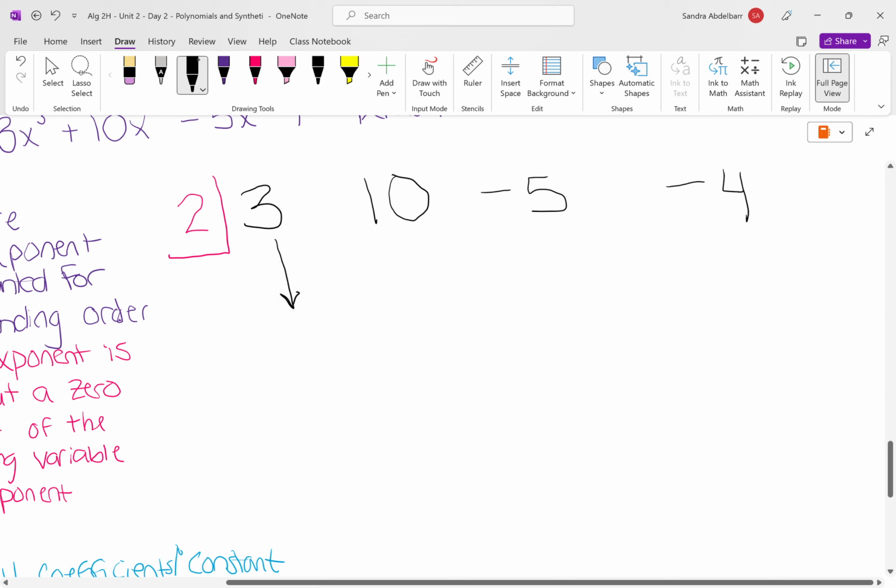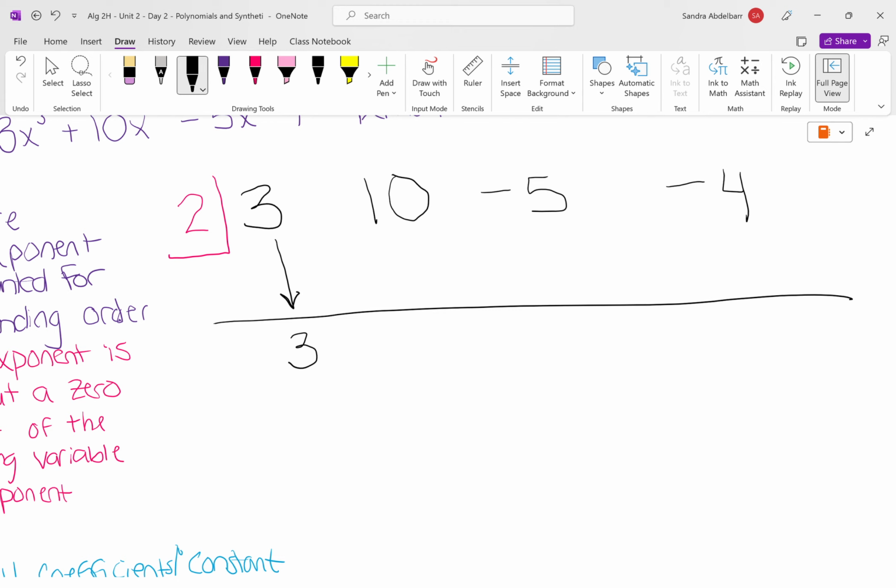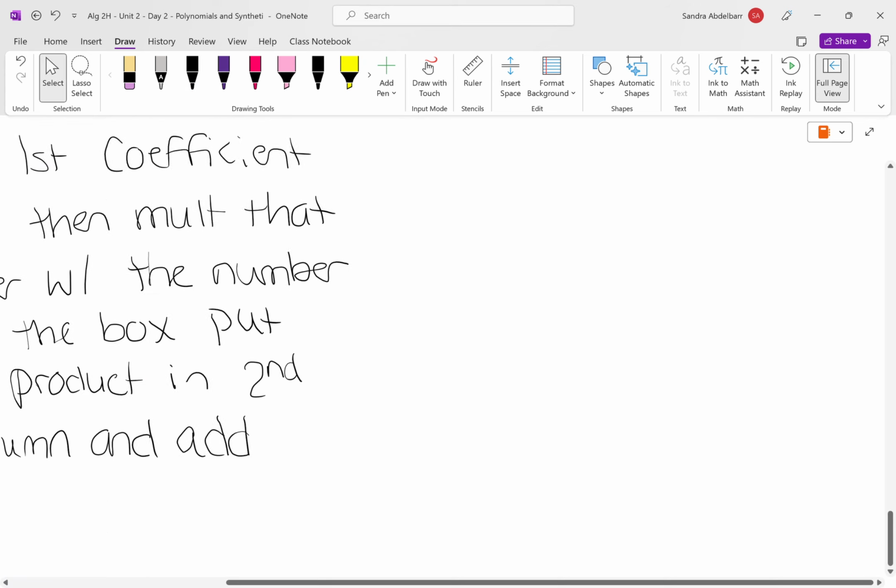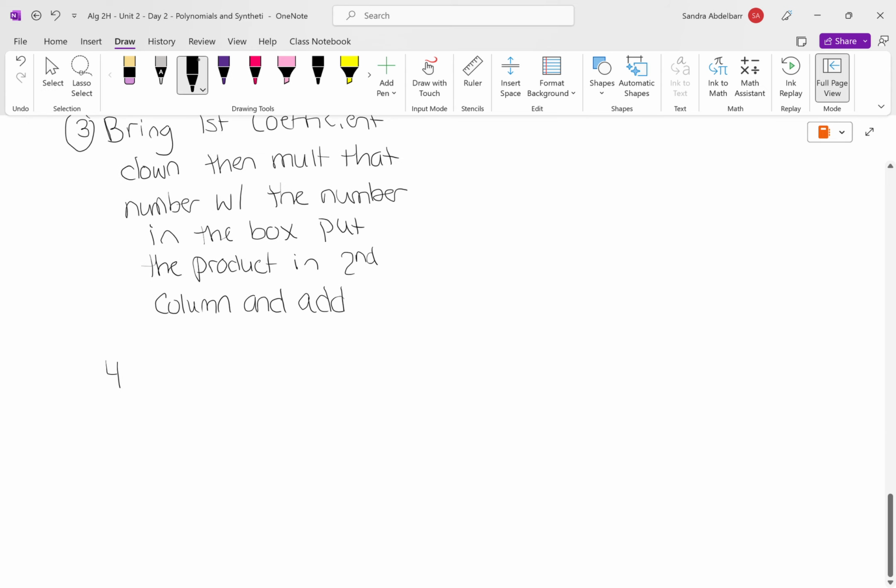Okay, so what do I mean by this? We're going to bring that first number down. I said take that number and multiply it with the number in the box. So 3 times 2 is 6. That's going to go in the second column. And what am I going to do? Add. 10 plus 6 is 16. We're going to repeat this process. So step number 4, repeat the process until the last column.